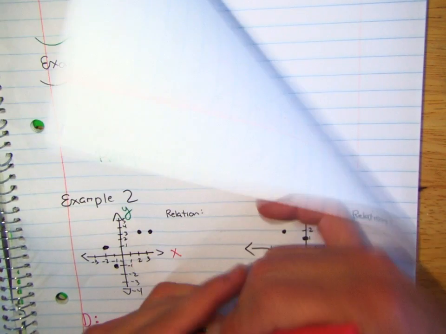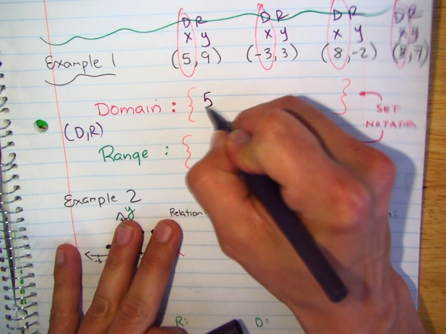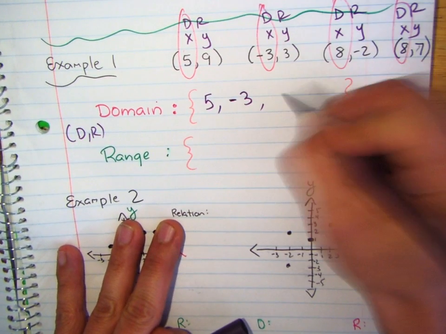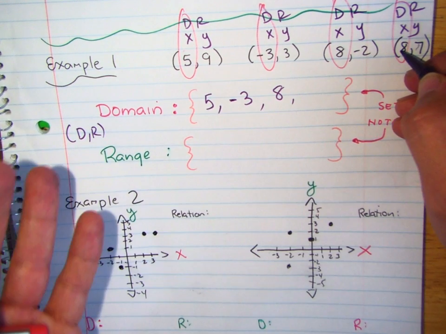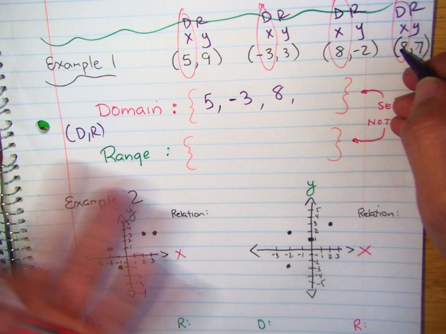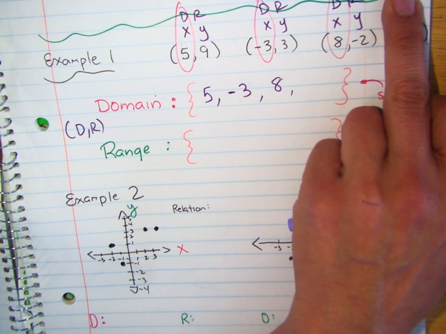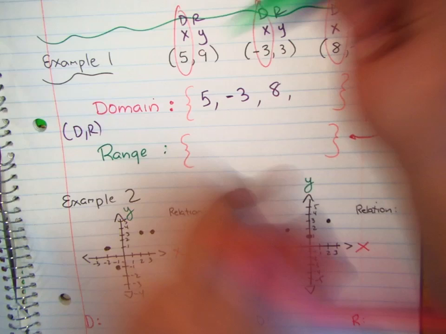Ready? Here we go. So the first one is what? Yeah, 5. The next one is -3. The next one is 8. And the next one is 8 again. You don't need to put 8 again. That's it. You're done. All right? Pretty good? All right. Nice. Keep going.